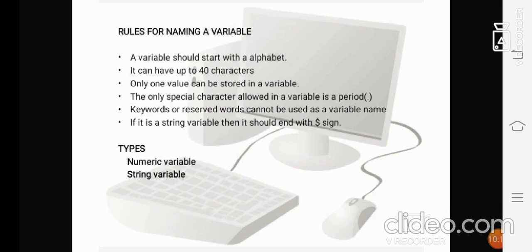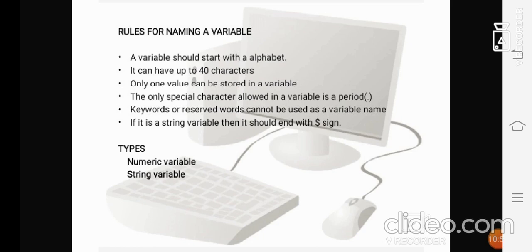These are the rules for naming a variable. A variable should start with an alphabet and it can have up to 40 characters. Only one value can be stored in a variable, and the only special character allowed in a variable name is a period. Keywords or reserved words cannot be used as variable names, and if it is a string variable, then it should end with a $ sign.